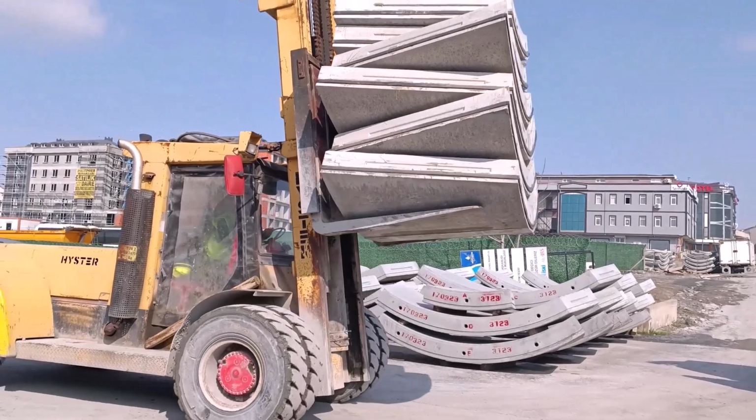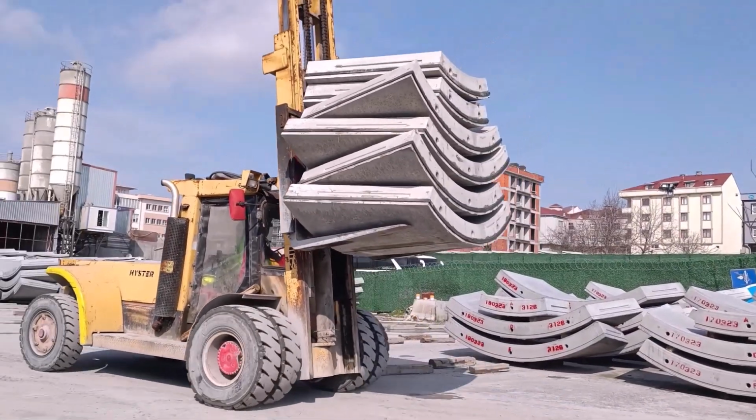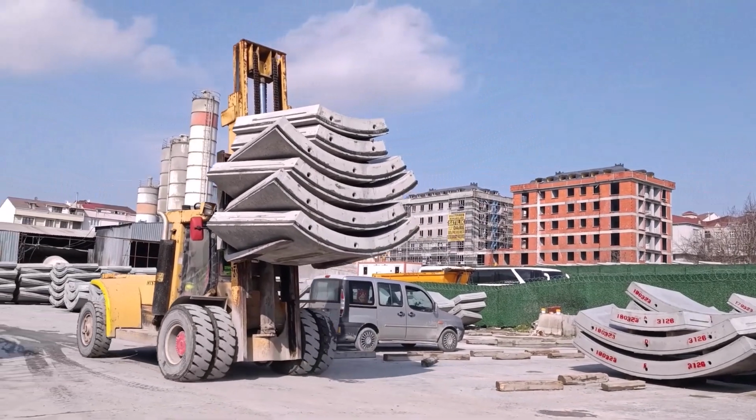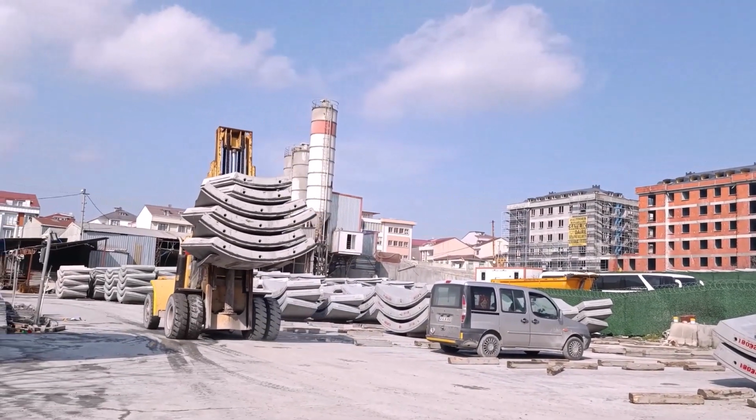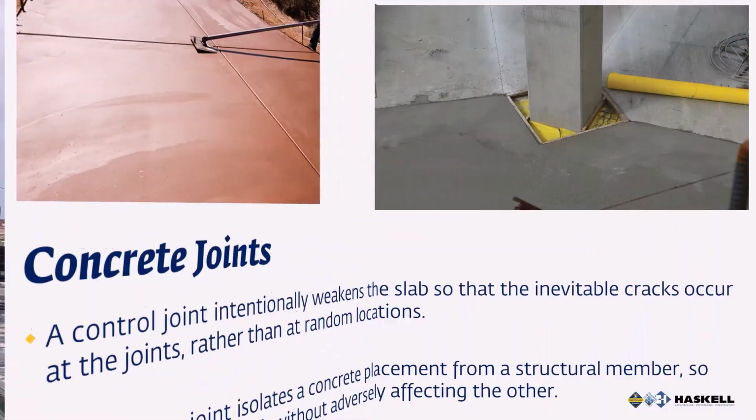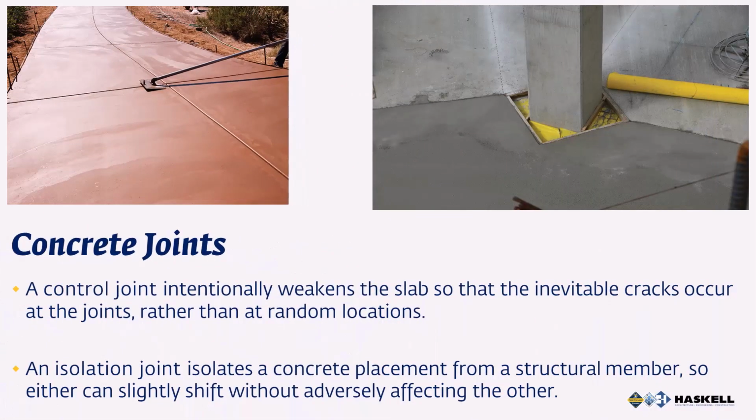Concrete typically cracks as the result of tensile stress. Primary sources of stress include applied loads, curing, and the resulting shrinkage and temperature changes. Joints intentionally weaken the slab so that the inevitable cracks occur at the joints rather than at random locations. This type of joint is called a control joint.